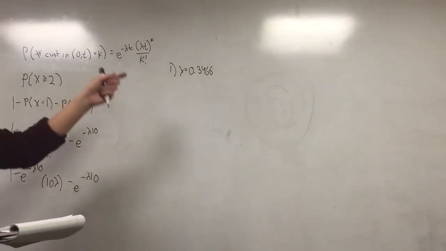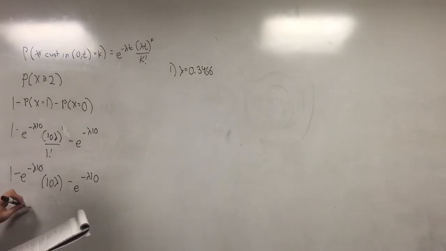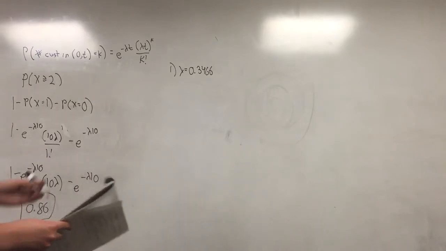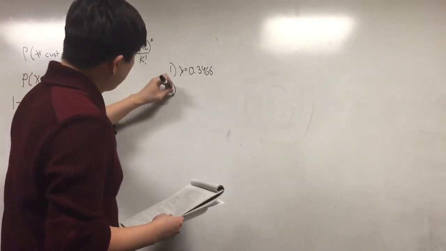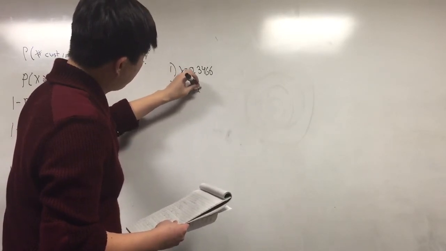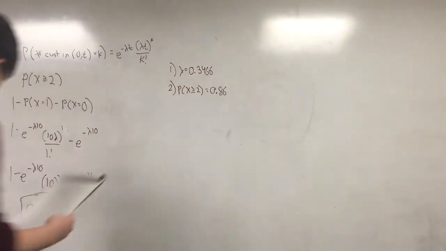And then since we know that lambda is equal to 0.3466, we can just plug in lambda. And after we plug in lambda, it comes to probability is equal to 0.86. So we're going to write that inside. The probability where x is greater than or equal to 2 is equal to 0.86.